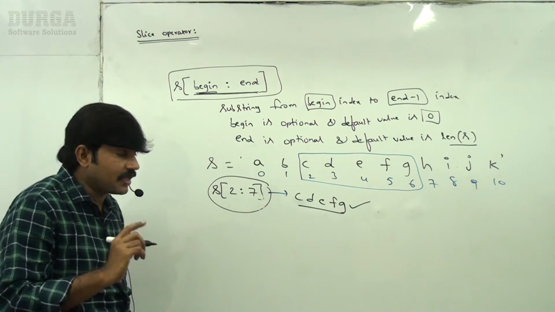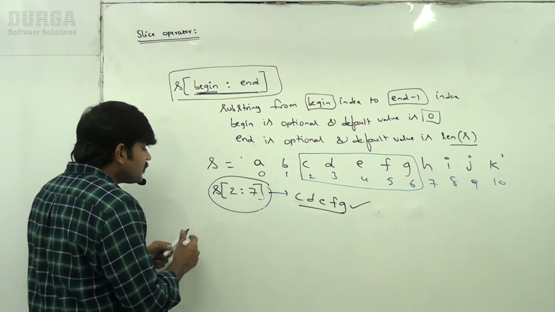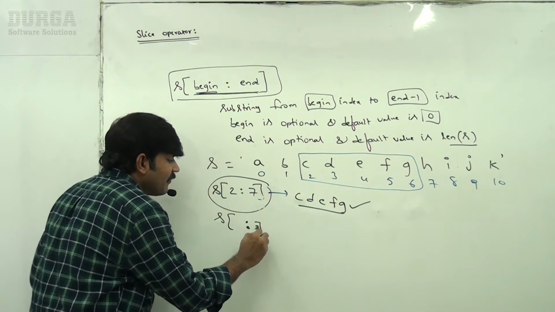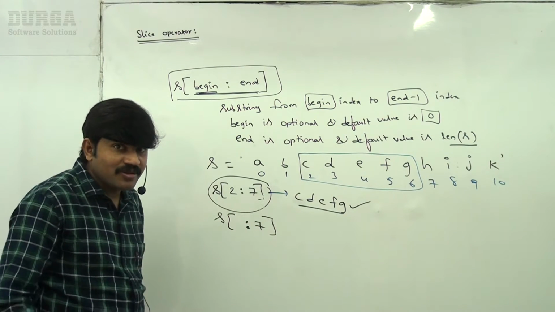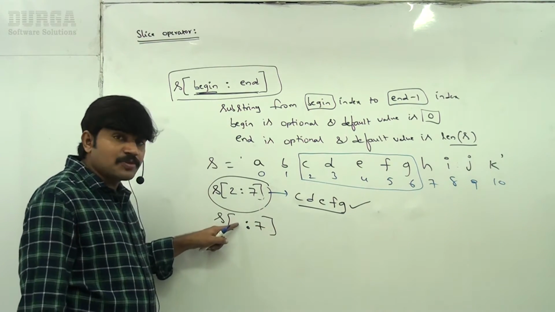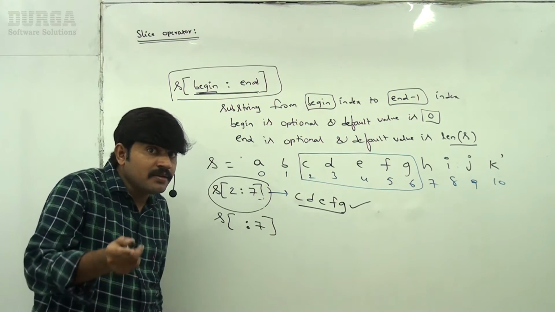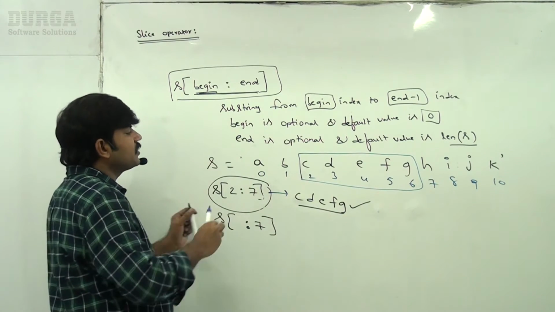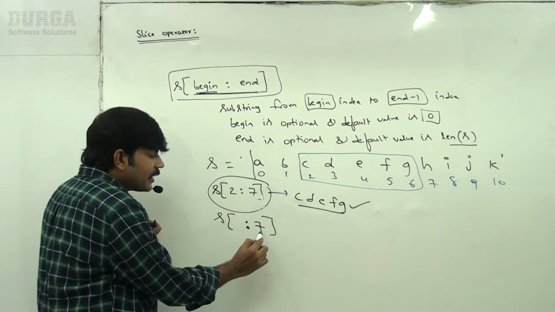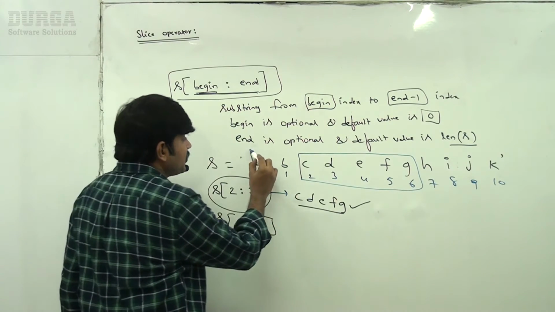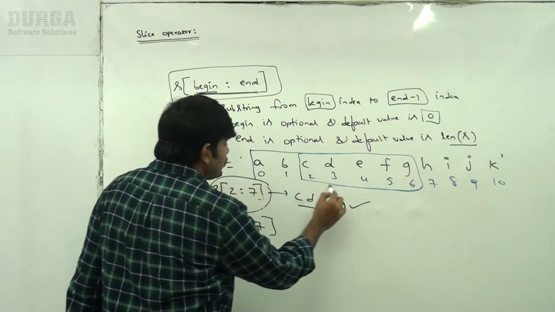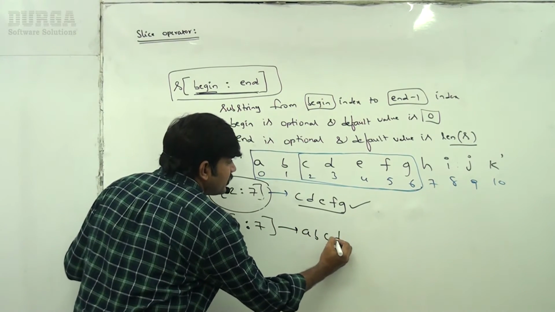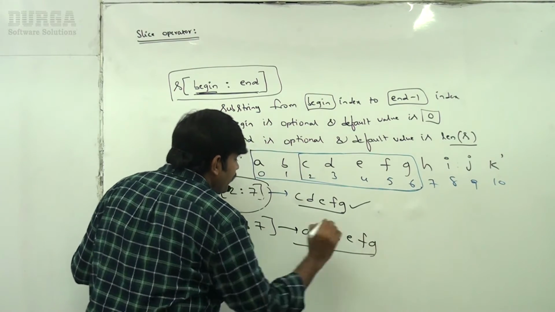Take very special care. Next, s of colon 7. Oh, the begin attribute you are not specifying. If you are not specifying begin, what is the default value for begin? 0. 0 is the default value. 0 means from the beginning. In this case, from 0 to n minus 1, 7 minus 1 means 6. Sir, automatically, what is the answer we are going to get, sir? A, B, C, D, E, F, G we will get.